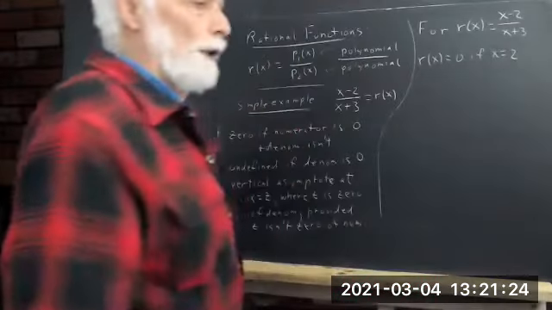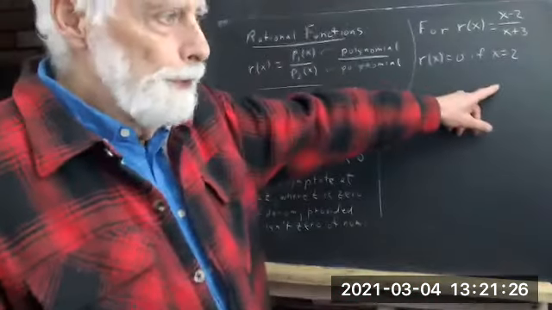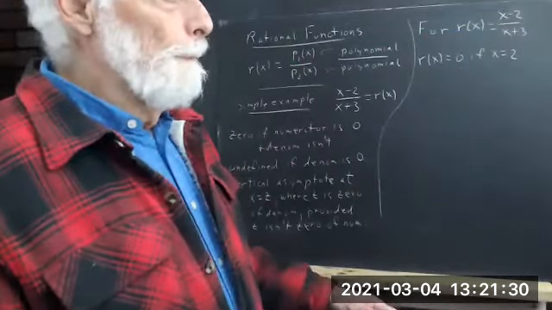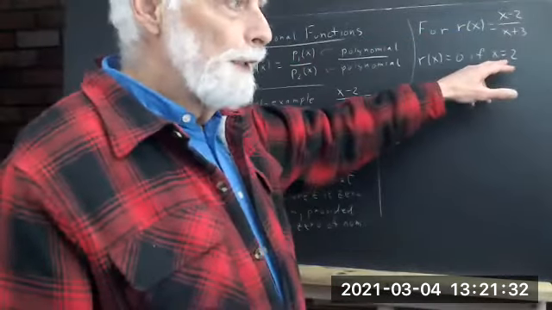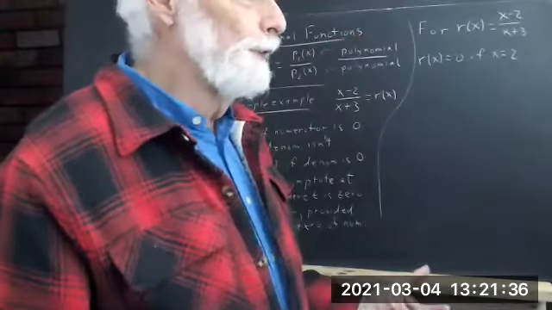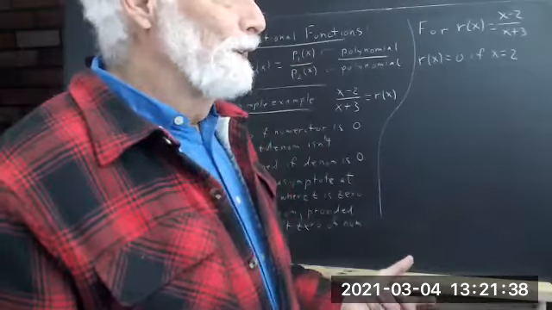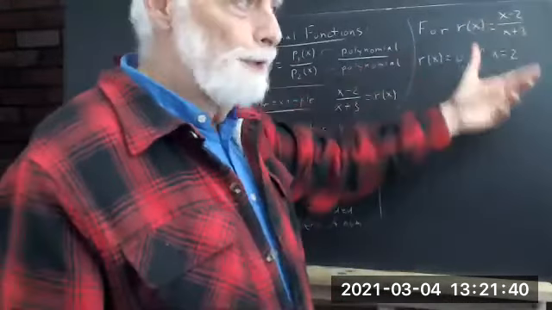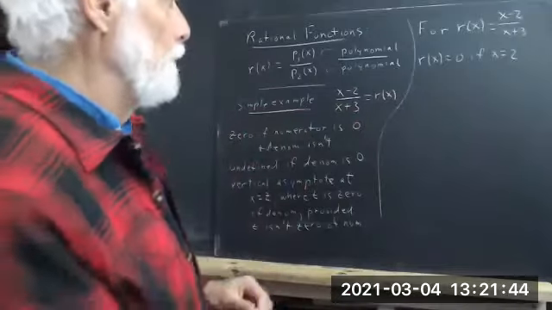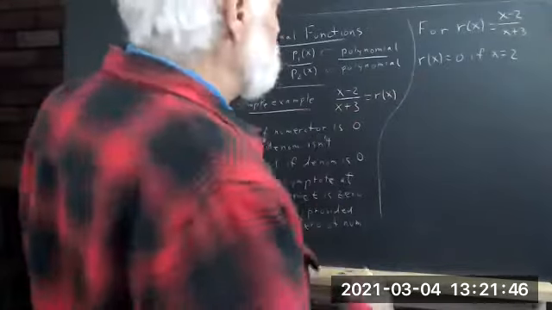it should be clear that r of x is 0 if x equals 2. That's a 0 of the numerator. And of course, we can formally get that by setting x minus 2 equal to 0 and solving for x. Okay, if it's a more complicated expression, we might have to do that. It's 0 if x equals 2. And that's obvious.